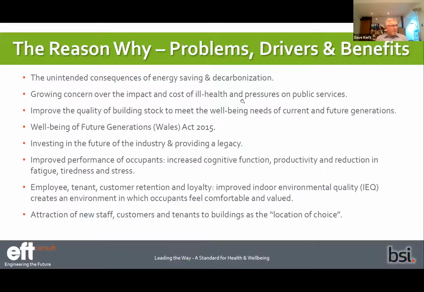The reasons why, obviously, are the unintended consequences of energy saving and decarbonisation. Well-being actually creates energy saving and decarbonisation as an automatic output, whereas the others on their own do not create well-being. So there's a growing concern over the impact and cost of ill health and pressures on public services. It's about improving the quality of building stock to meet the well-being needs of current and future generations. In Wales, we have the Well-being of Future Generations Act of 2015, which was quite a slow burner for a little while, but is a very well-respected piece of legislation, and is driving what we're trying to do to be better for our future generations.